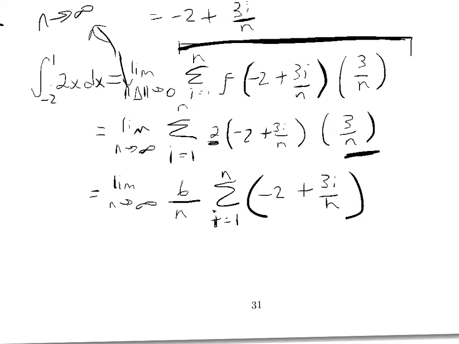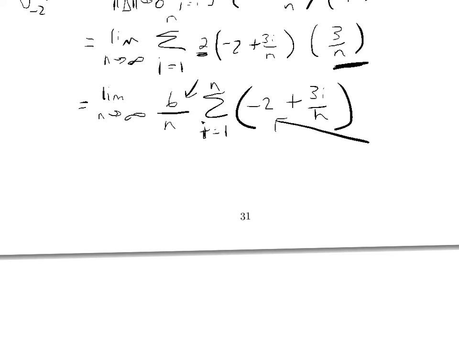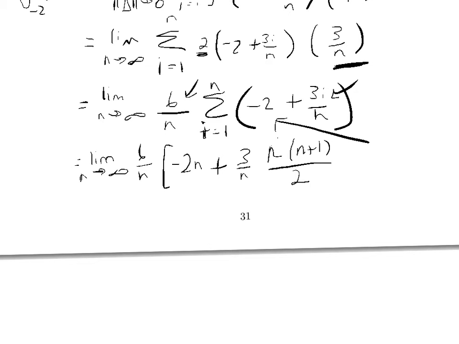This is where I think we had a little confusion yesterday. Because this negative 2 is inside the sum and it's added, yes, that has to be summed up. The 6 over n, though, is a constant. It's out front. It just gets multiplied by whatever we end up with. So we are left with the limit as n approaches infinity, 6 over n, of negative 2n plus 3 over n times the sum of i. The sum of i is one of the ones we memorized, n times n plus 1 over 2.